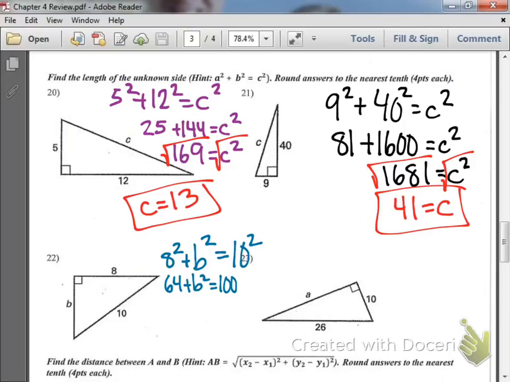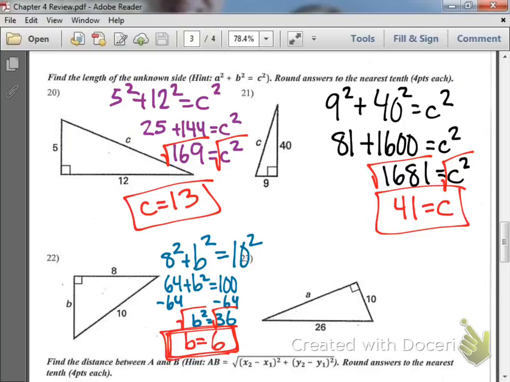Now you can't just take the square root right away. We've got to do something else. What do we have to do on this one? Subtract the 64. Good. So b squared equals 36, and then what's b? 6, very good. Which is less than 10, so it makes sense.